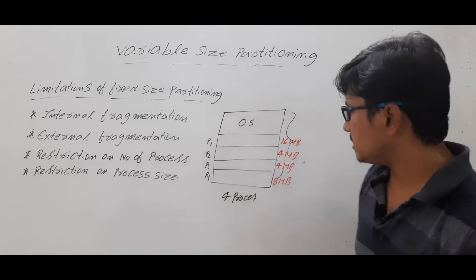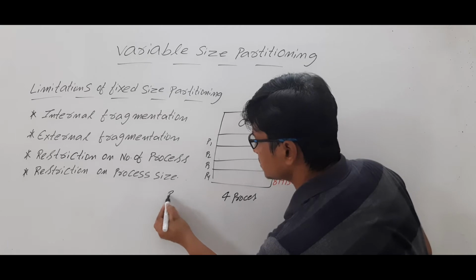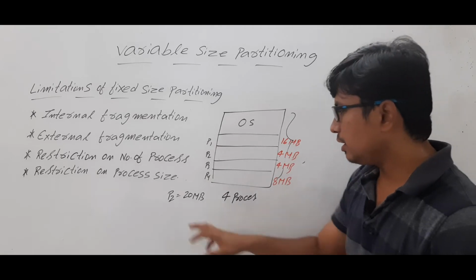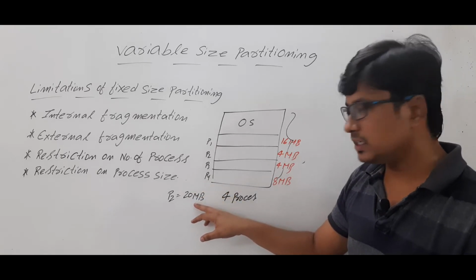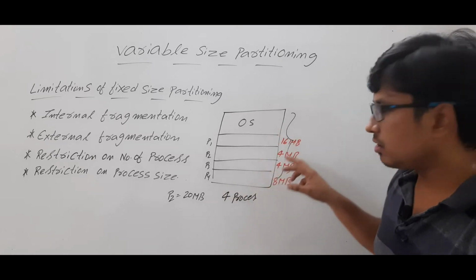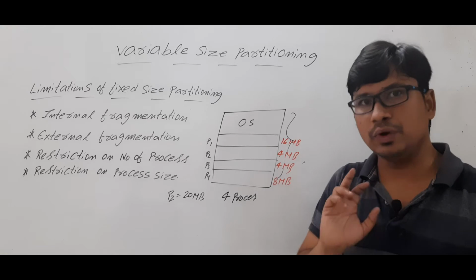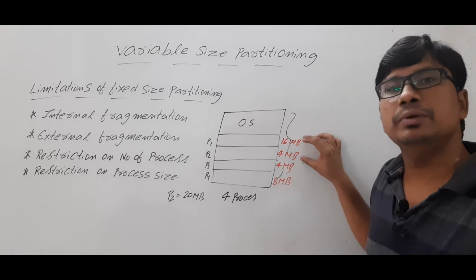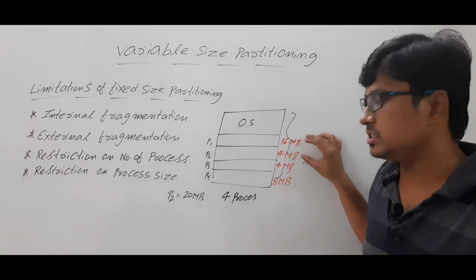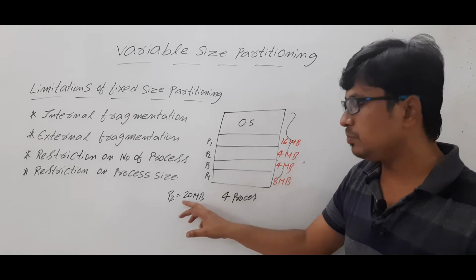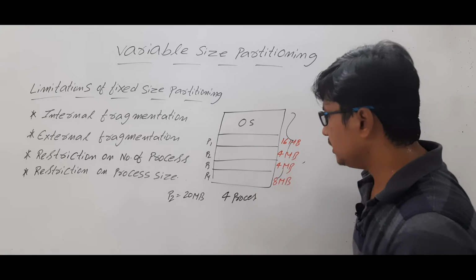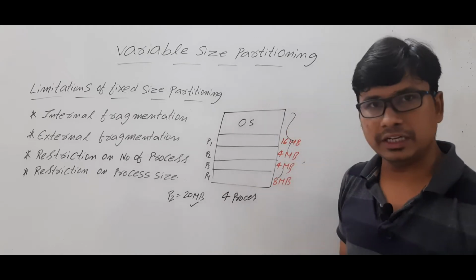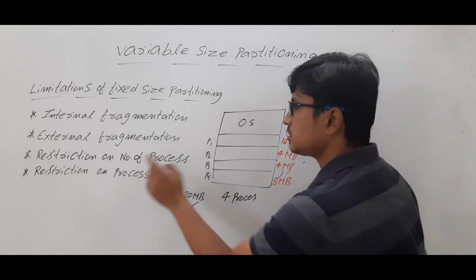And restriction on process size. Let's take a process P2 whose size is 20 MB, for example. Do we have any partition of size 20 MB? No, we don't. Then you will say, sir, 16 MB is here and 4 MB is there, combined it will be 20 MB. But it is a contiguous allocation. In a contiguous allocation, we cannot keep a process in multiple partitions. So even if we have 32 MB of space, if process P2 of 20 MB comes, we cannot allocate it. So there is a restriction on process size.